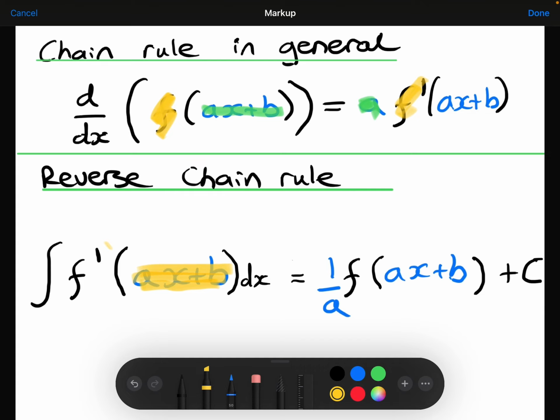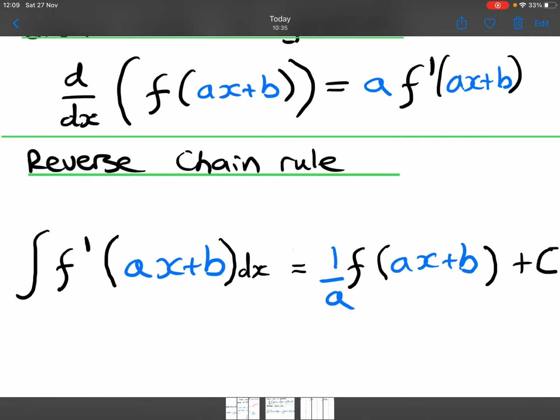But if the inside is linear, if it looks like ax plus b, all you need to do is integrate the outside function and then divide by the derivative of the inside function, divide by a. So let's see some examples.